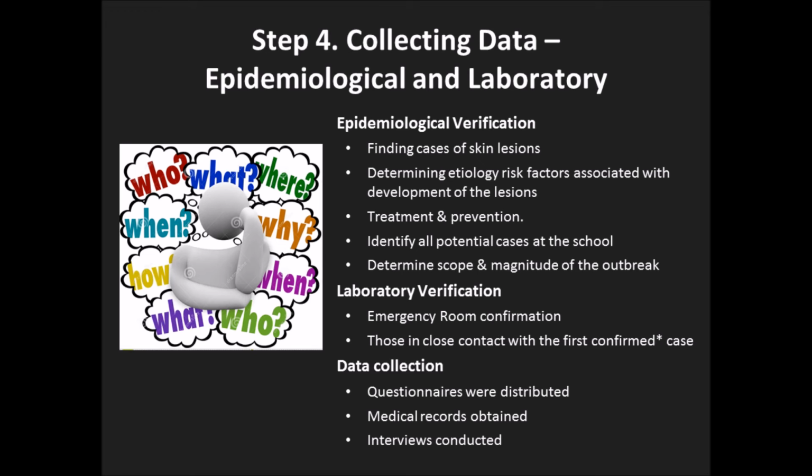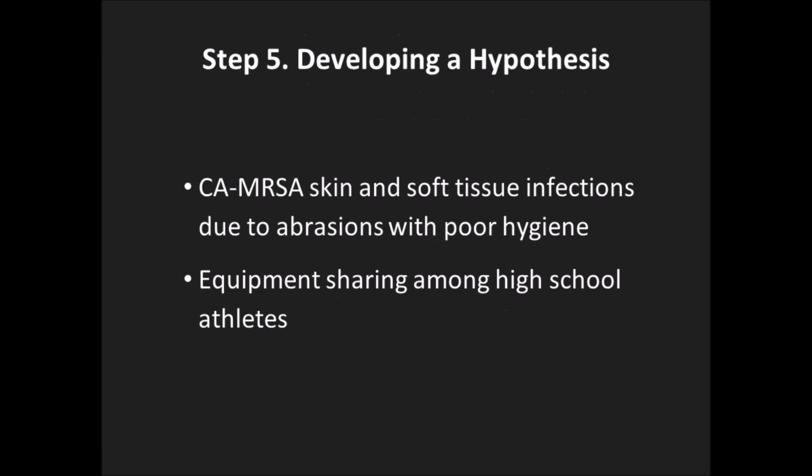The following step was to collect data. This included epidemiological verification, laboratory verification, and data collection. Epidemiological verification was done through finding cases of skin lesions, identifying all potential cases at the school, and determining the scope and magnitude of the outbreak. Laboratory verification was through ER confirmation of cases who were in close contact with the first confirmed case. Our team distributed questionnaires asking about exposures such as, do you play sports? And do you take a shower after practice or games? Obtaining medical records as necessary, and conducting interviews.